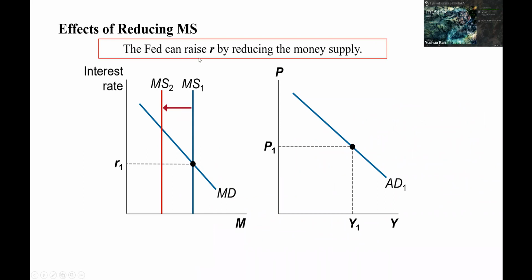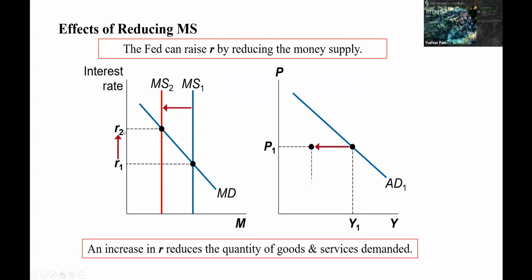Then the Fed can raise R by reducing the money supply, right? By using one of those 4 strategies to decrease the money supply. If the money supply decreases, the interest rate will increase. If the interest rate increases, that will decrease investment. That will decrease the aggregate demand curve.